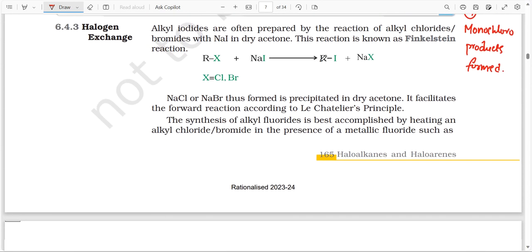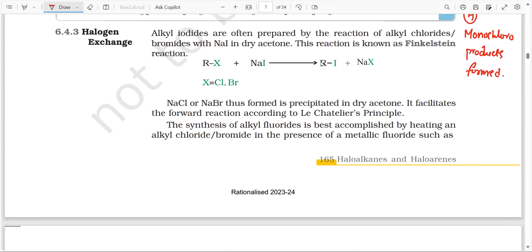Now let us try to understand today's concept, that is halogen exchange. This is the second method of preparation of alkyl halides or haloalkanes. Try to understand this main heading, halogen exchange. That means a halogen will be exchanged by another halogen. Here X is replaced by X.